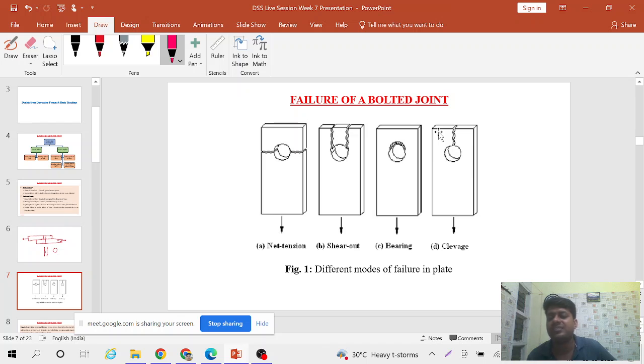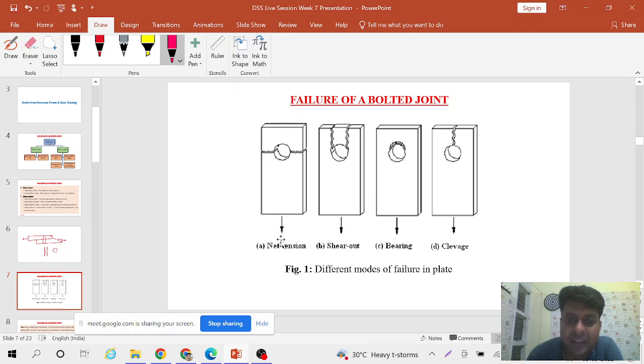This happens because of the diagonal, when you are applying this tension, and if a diagonal tension case prevails, then in this case what will happen? Your plate will fail like this, your plate will break from this point, and it leads to the failure of the bolted joint.